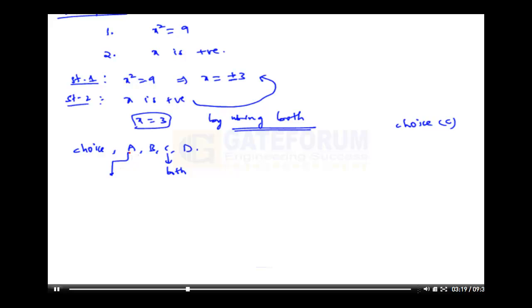Choice B is if the question can be answered by using either of the statements alone, either statement 1 or statement 2. If it is coming with either statement, then it's choice B. Next, choice C is both. Choice D is cannot be answered, even by taking into account the two statements. Therefore, A is only one statement, B is either statement, C is both statements, and D is cannot be answered.